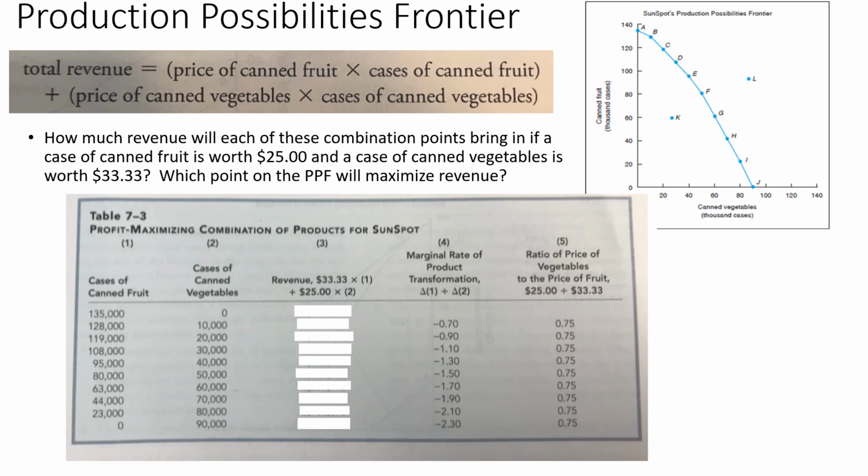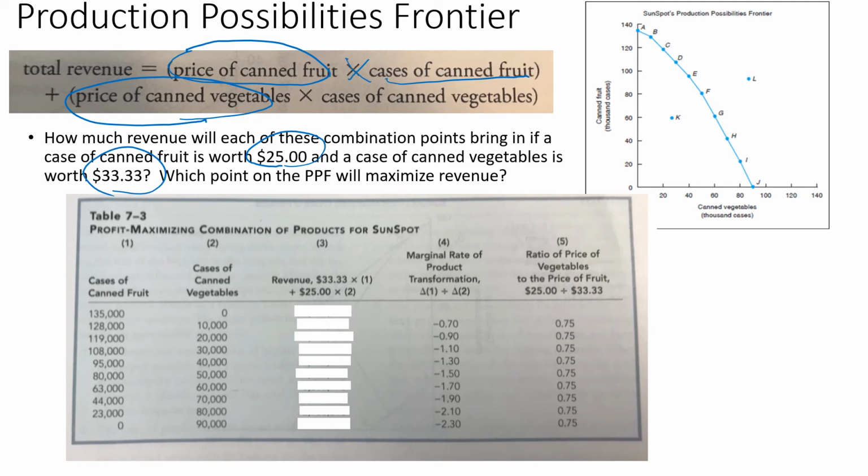In order to figure out the maximum revenue, we need to know the price of the canned fruit and the price of the canned vegetables, and we'll multiply each of those times the cases of each that we can produce. So given these examples, how much revenue will each of these combination points bring in if a case of canned fruit is worth $25 and a case of canned vegetables is worth $33.33?